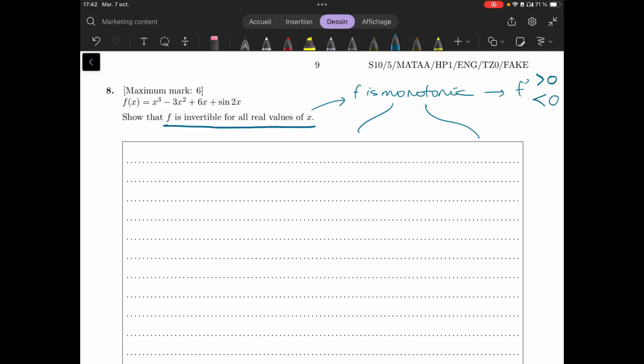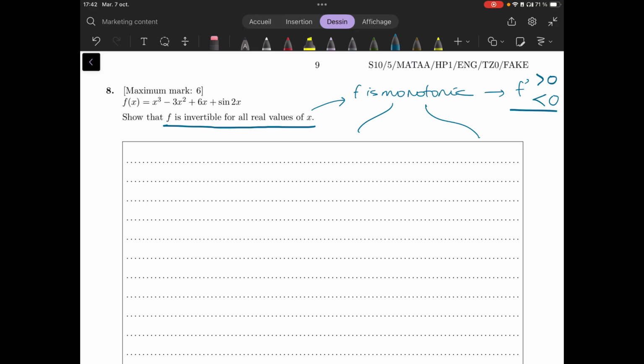Question 8. This question is on proving that a function is invertible for all real values of x. As I have hinted earlier, to show that f is invertible for all x, you should show that f is monotonic on that interval. It basically means that it is only increasing or only decreasing on the interval.